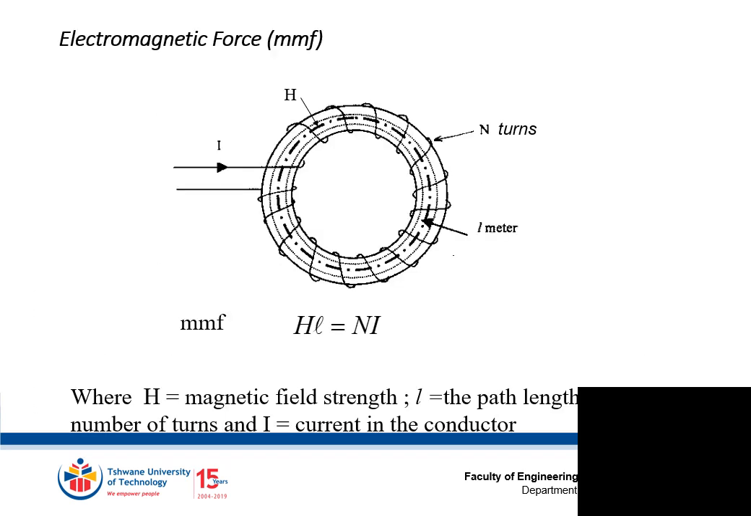You can also wind your coil around a ferrite toroid. So in this case also you will have a magnetic field that is created here that will flow circular around this ferrite toroid. MMF can be calculated using the same formulas, H L or N i, where H is the magnetic field strength, L is the path length, N is the number of turns, and I is the current in the conductor.